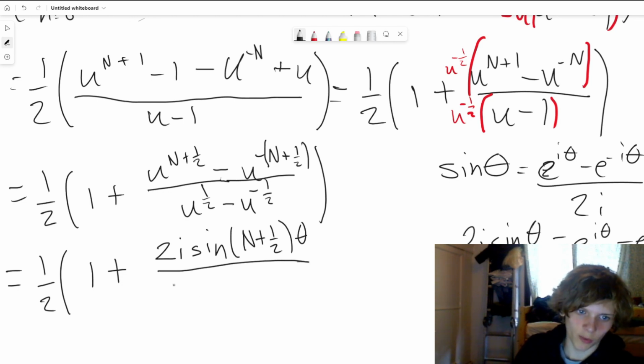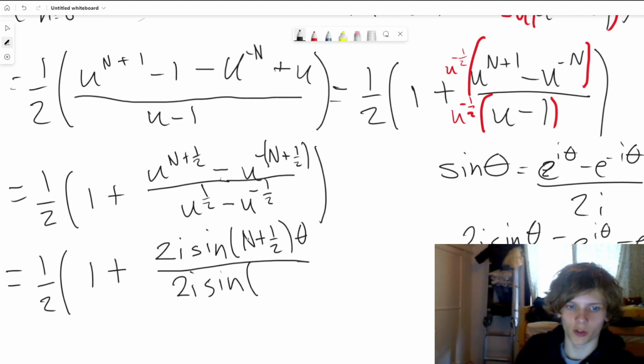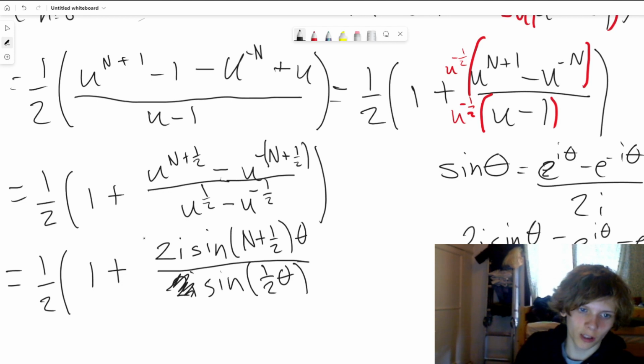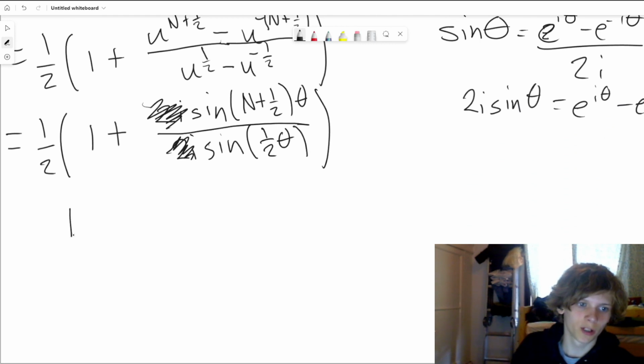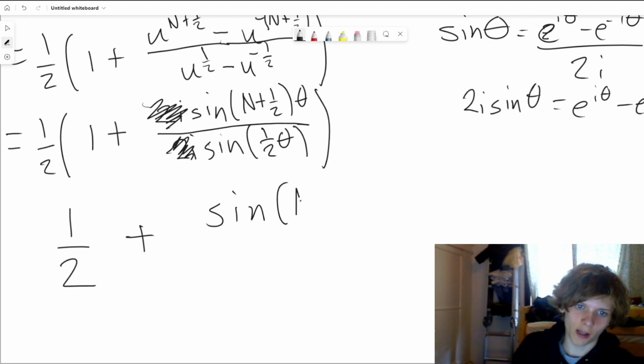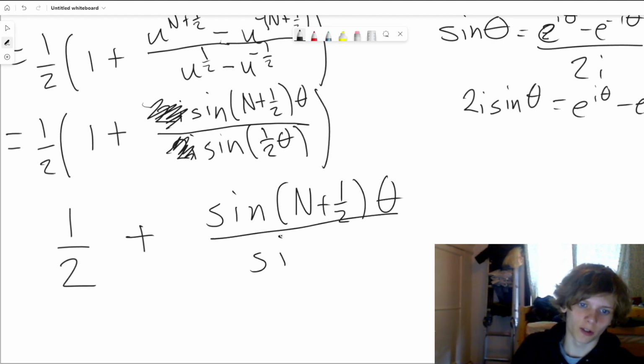So we have then on the bottom again 2i times sine of, and just the 1/2 instead of the n plus 1/2, sine of 1/2 theta. And there we have it. So we can cancel these two i's from the top and the bottom, and we have basically just derived the identity. So if we go back a bit, all we have to do is distribute this 1/2, leaving us with 1/2 plus sine of n plus 1/2 theta on sine of 1/2 theta.